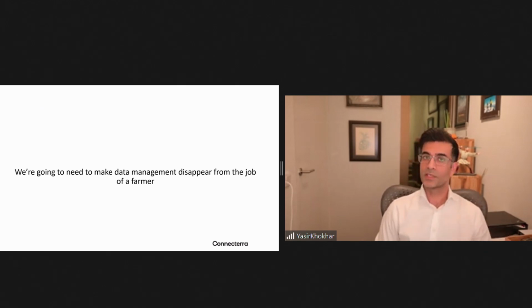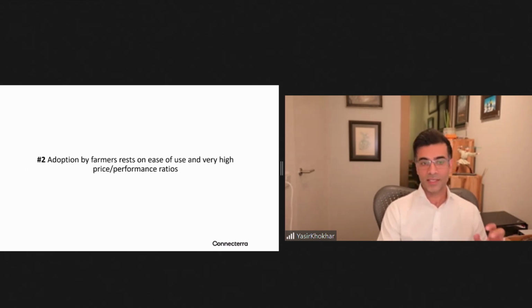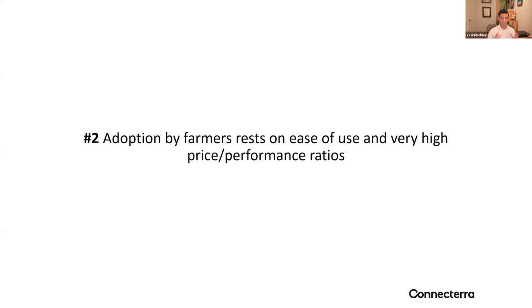Of course, this has to be done in a manner that is compliant with privacy standards and there are no unintended consequences. I'll talk about that in a little bit. The second challenge of AI in agriculture is that these technologies need to be easy to use and they have to be very high performing.